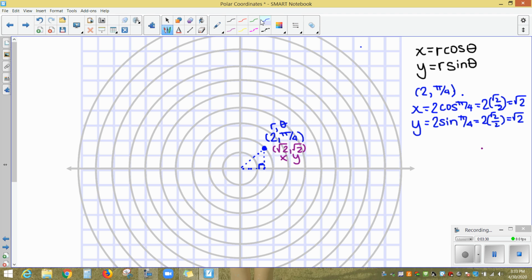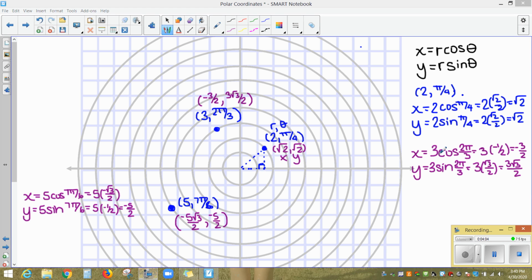So maybe I'm going to pause the video and put 2 or 3 more points on here, and then I'm going to turn it back on, and then you'll see those points, and then you can pause and convert them from there. Okay. So let's look at the point 3 comma 2 pi over 3 and 5 comma 7 pi over 6, and go ahead and pause the video again and then find those corresponding rectangular coordinates.